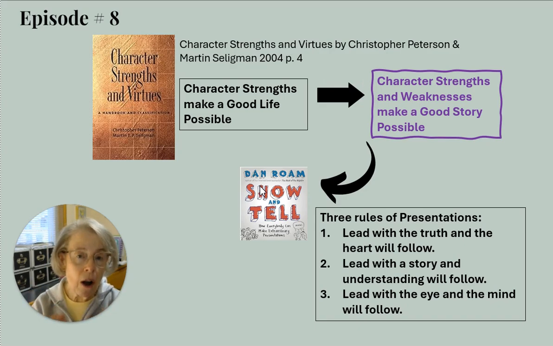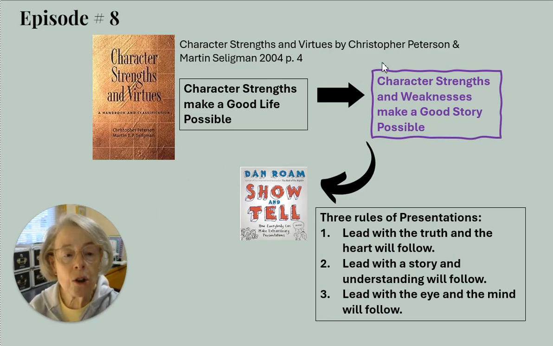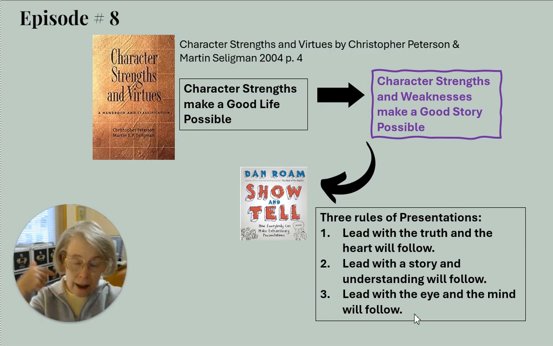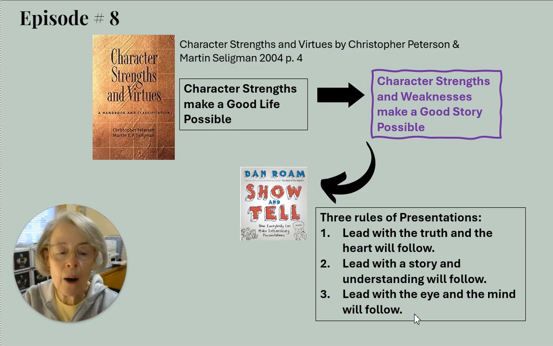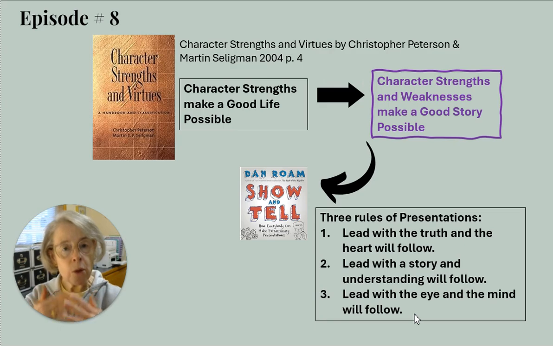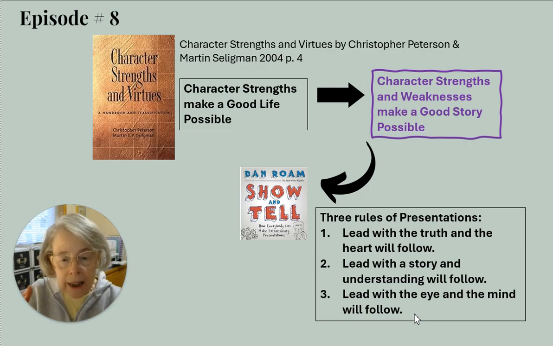Then, if we are also careful, Dan Roam gives us an extra tidbit that these 2 thoughts did not give us. He has presentation rule number 3: lead with the eye, and the mind will follow. So now we have one more thing we know we need to do. When we tell our story, the words that we choose, we'll want them to be visual. We'll want them to be active. We'll want to show the reader something that, yes, he's reading words, but almost seeing it in his mind's eye. And when that happens, we'll have the complete package.